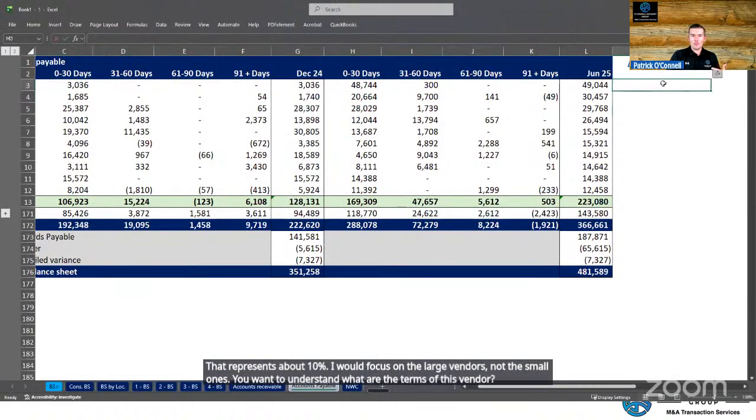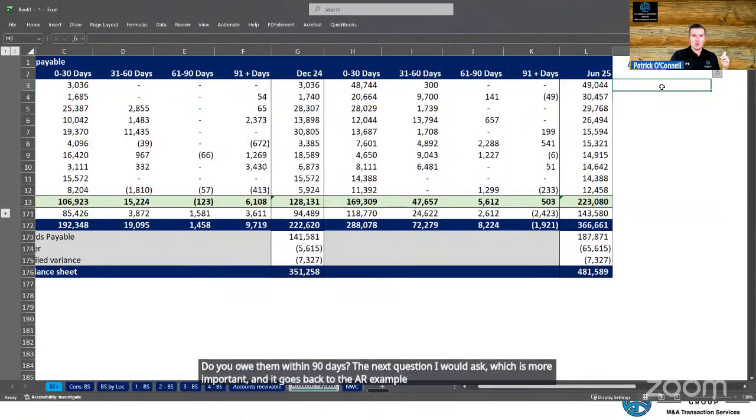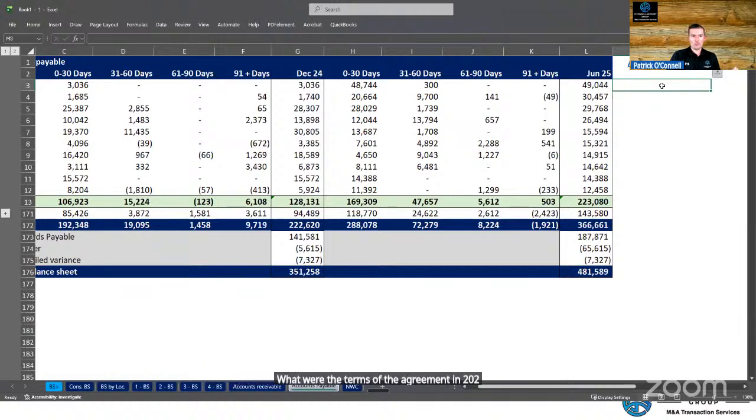You want to understand what are the terms of this vendor. Do you owe them when you receive the invoice? Do you owe them within 90 days? The next question I would ask, which is more important, and it goes back to the AR example, is what were the terms of this agreement with this vendor in 2025? What were the terms of the agreement in 2024? I'll give you an example.